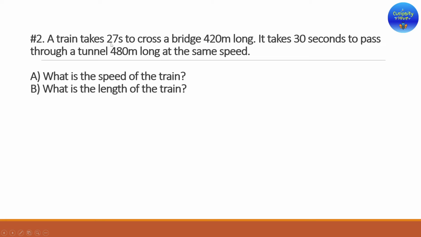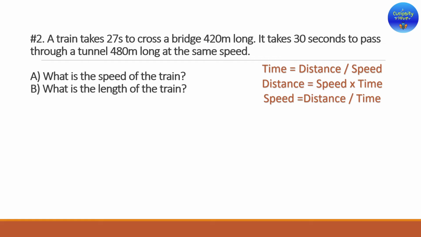Here it reads, a train takes 27 seconds to cross a bridge 420-meter long. It takes 30 seconds to pass through a tunnel 480-meter long at the same speed. There are two questions asked. First is what is the speed of the train, and second is what is the length of the train. So keeping in note, let me write in the formulas first so that it's easier for us to do the solving.